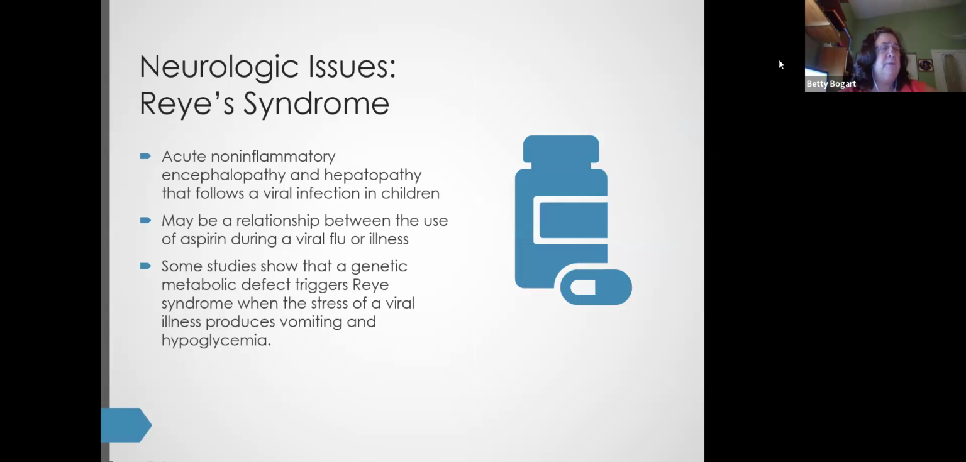Now, Reye's syndrome. What's Reye's syndrome caused by? Well, it's acute non-inflammatory encephalopathy, meaning something going on with the brain, and hepatopathy, something with the liver. And it's usually after you've had a viral infection and you gave aspirin to this child. At no time would you ever recommend giving aspirin to a child because of the chance of getting Reye's syndrome.